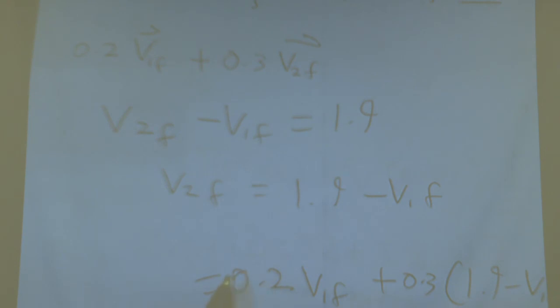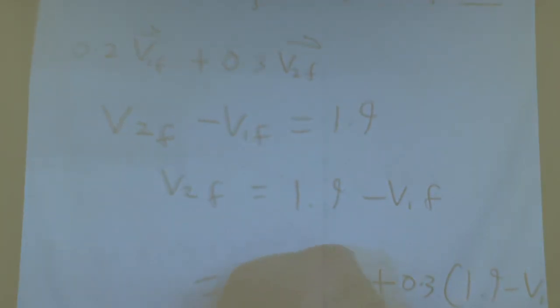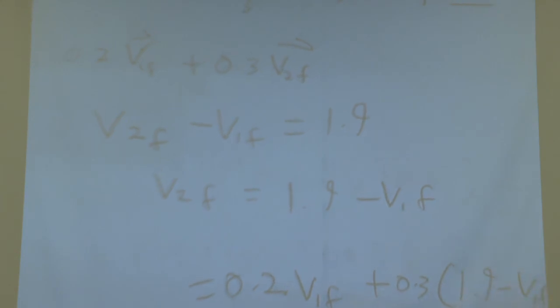And now we only have one variable, so we solve, and we get that v1f is equal to negative 0.78. And then we get that v2f is equal to 1.12.